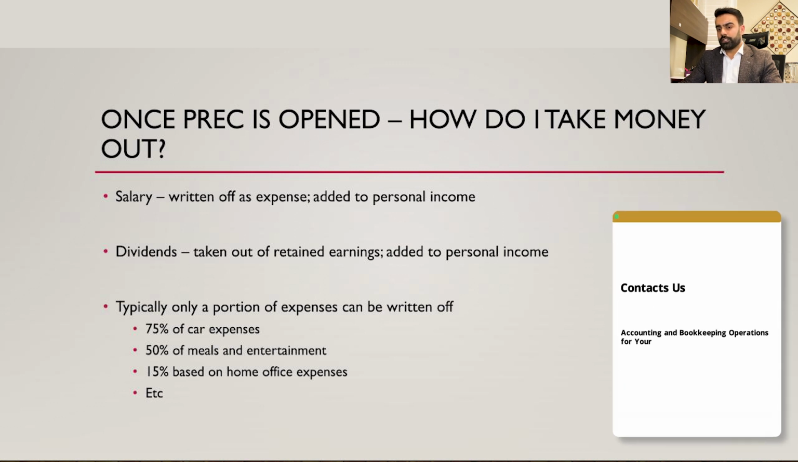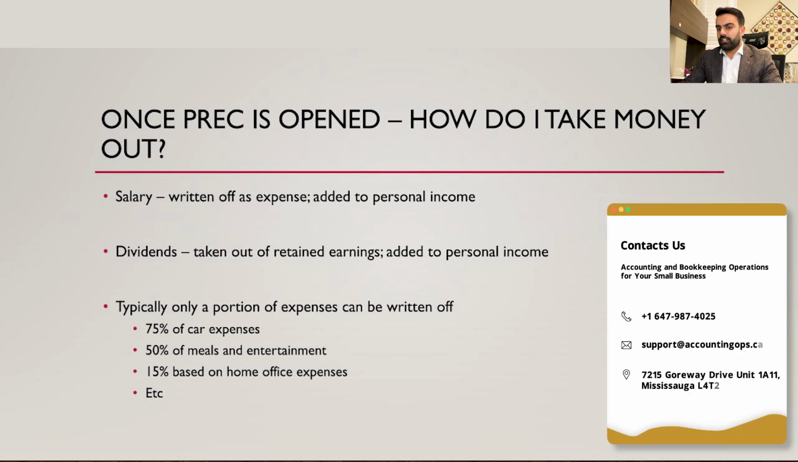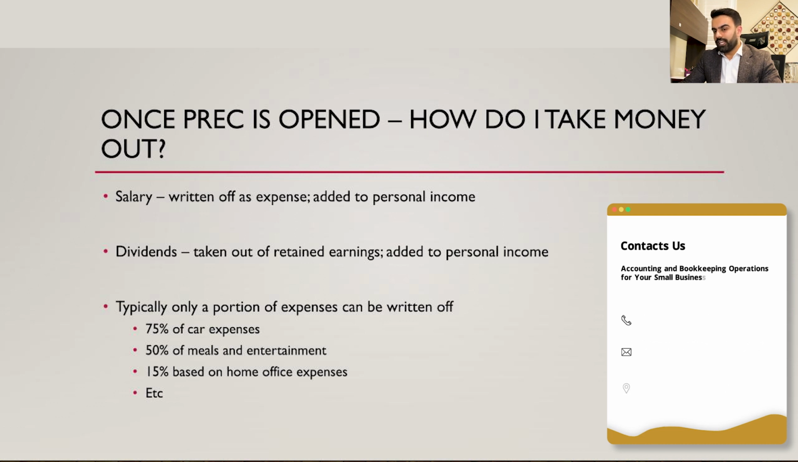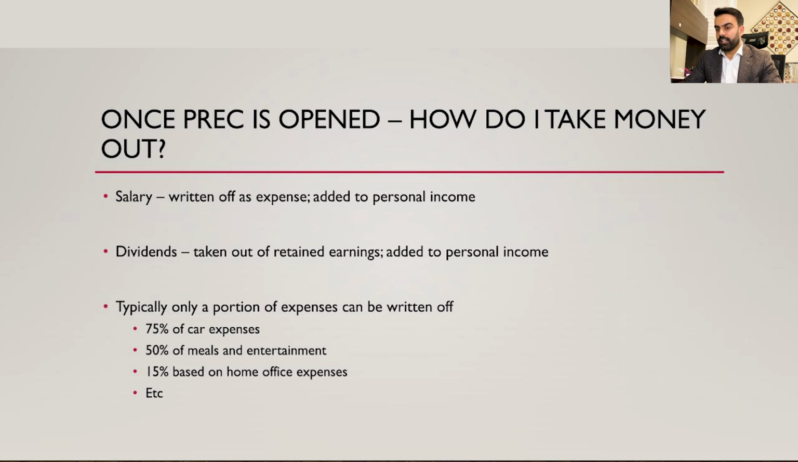The second option is paying yourself a dividend. The dividend is a less expensive option because there's no CPP, there's no EI that you have to keep track of, and the income tax. You just straight write yourself a cheque, and the compliance is a lot less when it comes to paying a dividend rather than paying a monthly salary. So once again, this gets added to your personal income.